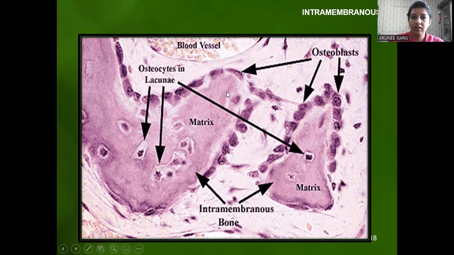You can see the osteoid or the matrix. These are the osteocytes, which are in the lacunae entrapped in the osteoid. The osteoblasts are lining the matrix. And this is the intramembranous bone formation. First, the osteoid is formed, and then the mineralization takes place.